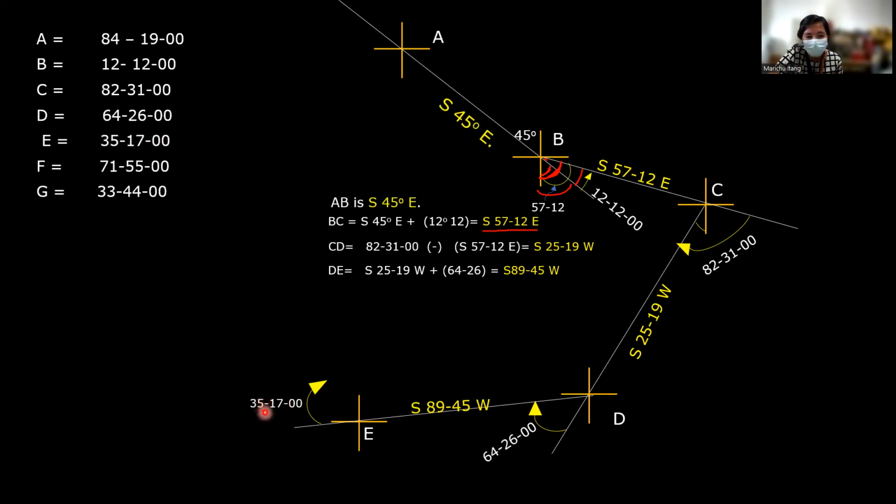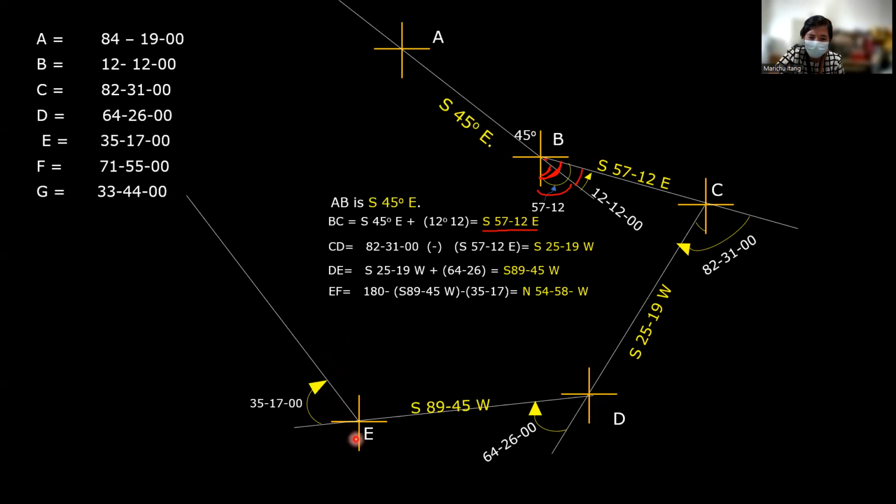Therefore, 35 degrees and 17 minutes from here, then that is now the location of our next point, which is point F. So, somewhere there is our point F. And how are we going to compute the bearing of that E to F? So, we just have the angle here. How are we going to compute the angle here? So, how much is this one?